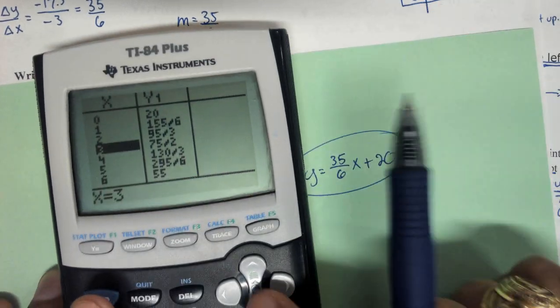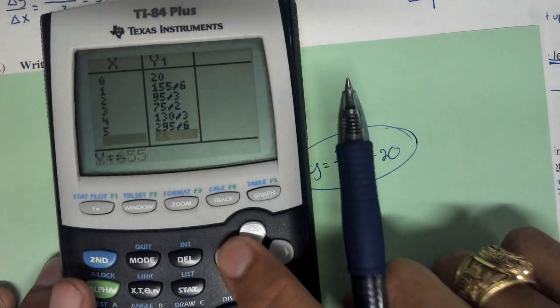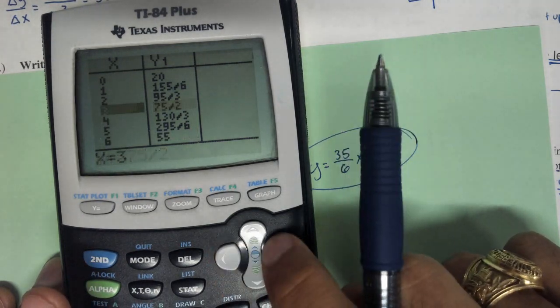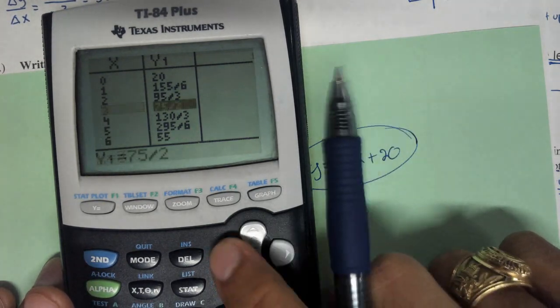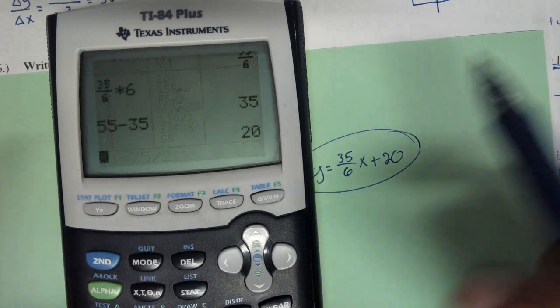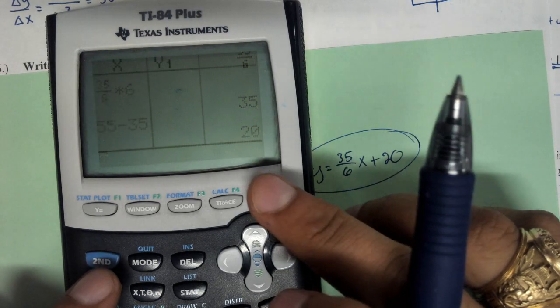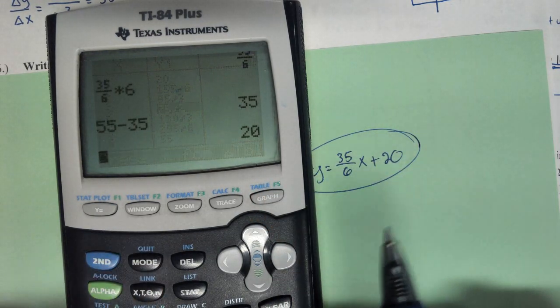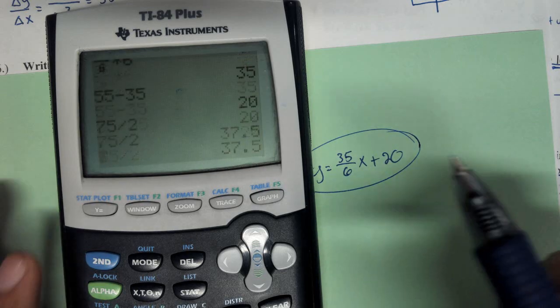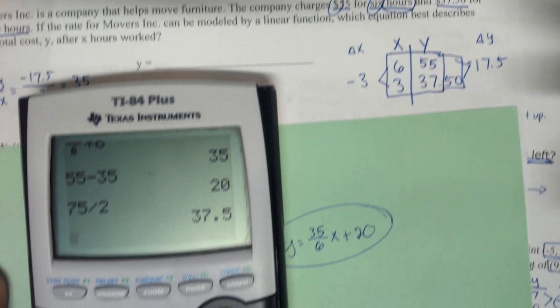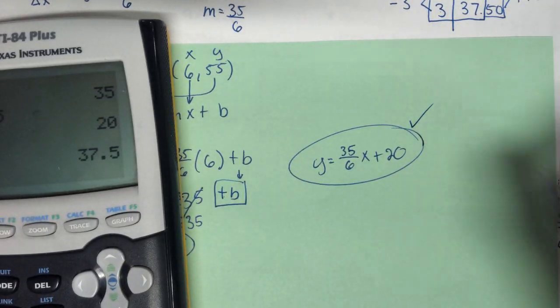And then for 6, I should have 55. And there it shows up, 55. All right, so my points do show up. Again, I have to verify that 75 divided by 2 is in fact 37.5. Very easily I can go over here. 75 divided by 2 does in fact give me that 37.5, which I had originally right there. So both of those points show up, so that means that this equation is in fact correct.